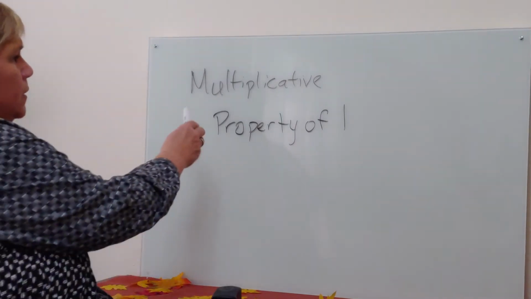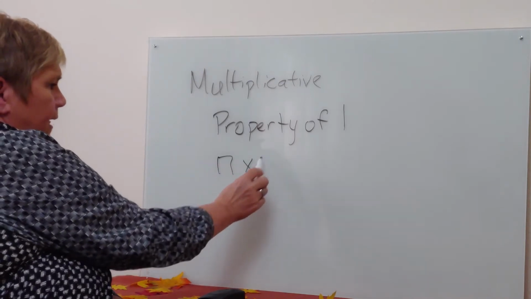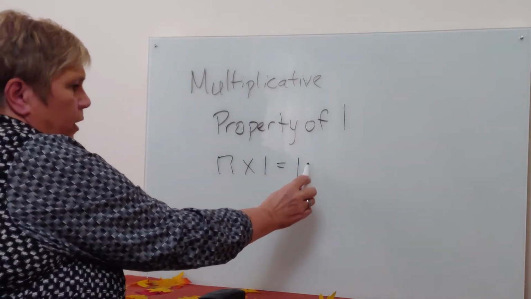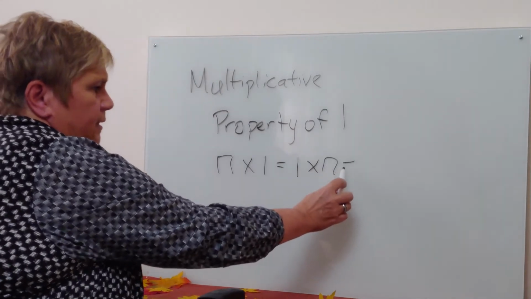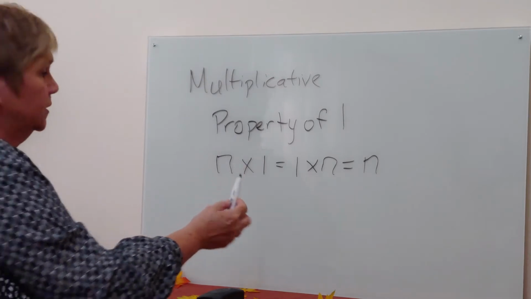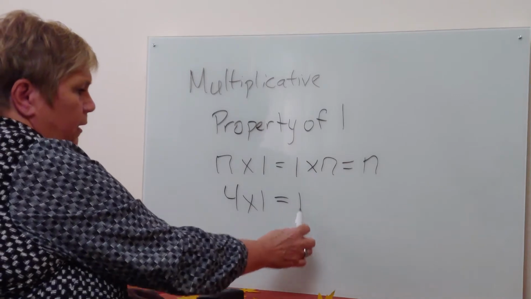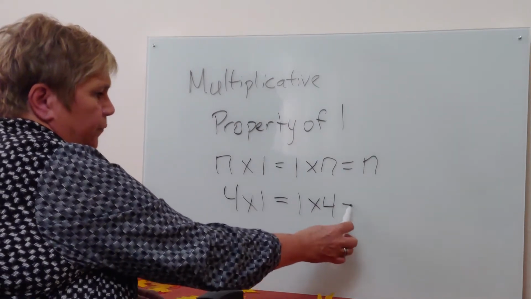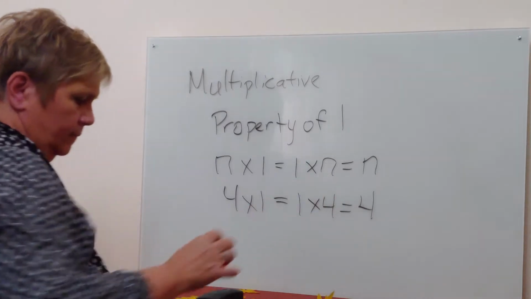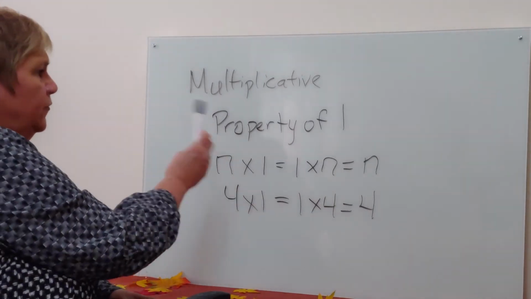The next rule is the multiplicative property of 1. Simply stated, any number times 1 equals 1 times that number simply equals that number. So any number multiplied times 1 equals that number. 4 times 1 equals 1 times 4 equals 4. So you can see these first two properties are kind of connected. If I add 0 to a number, it equals the number. If I multiply a number times 1, it equals the number.